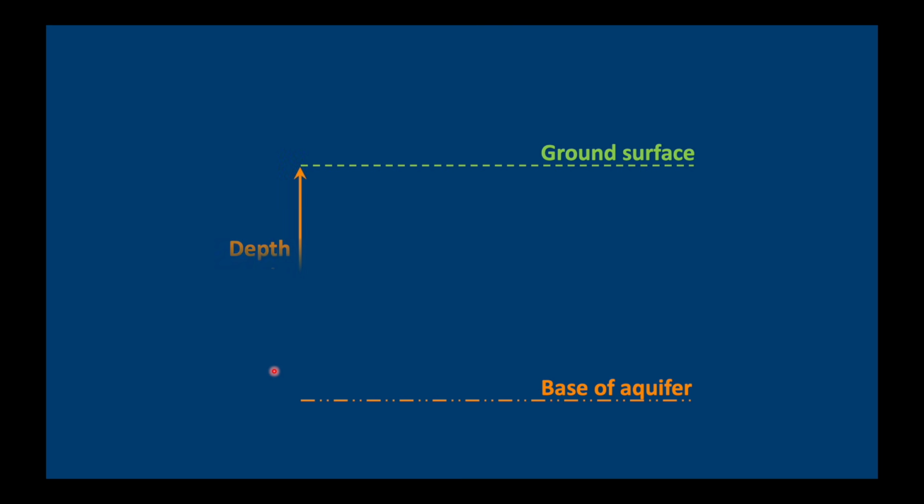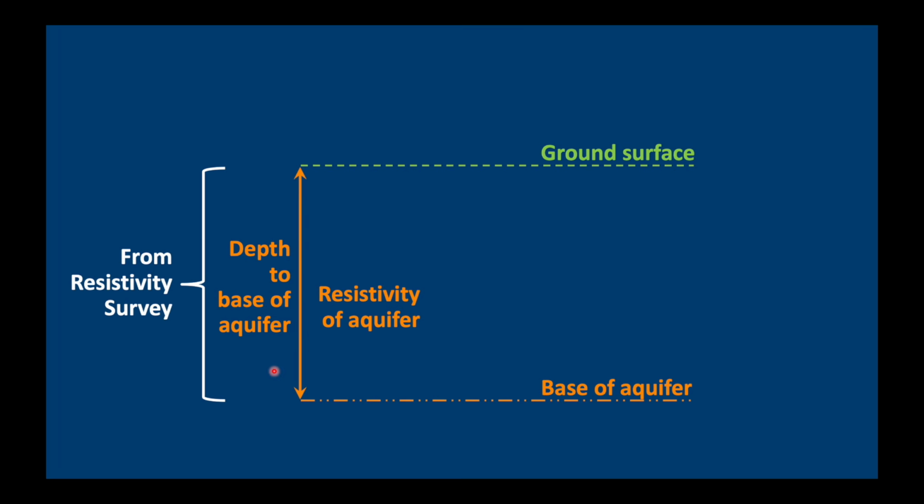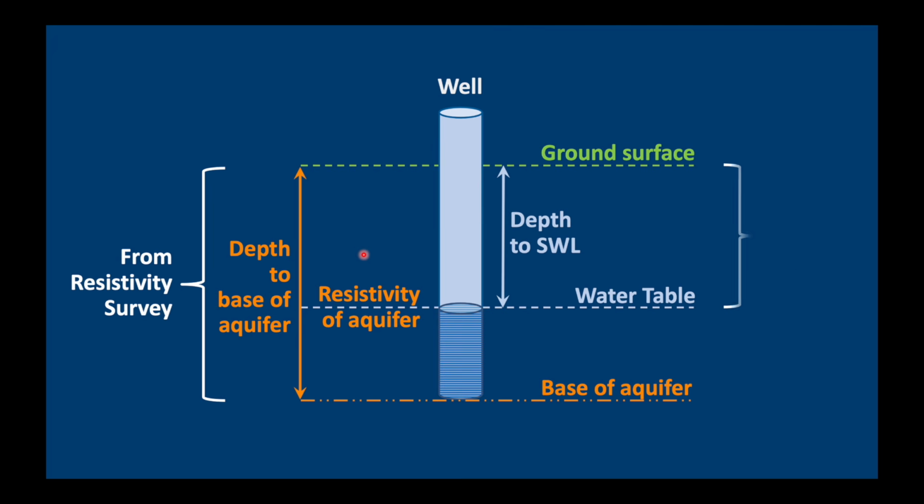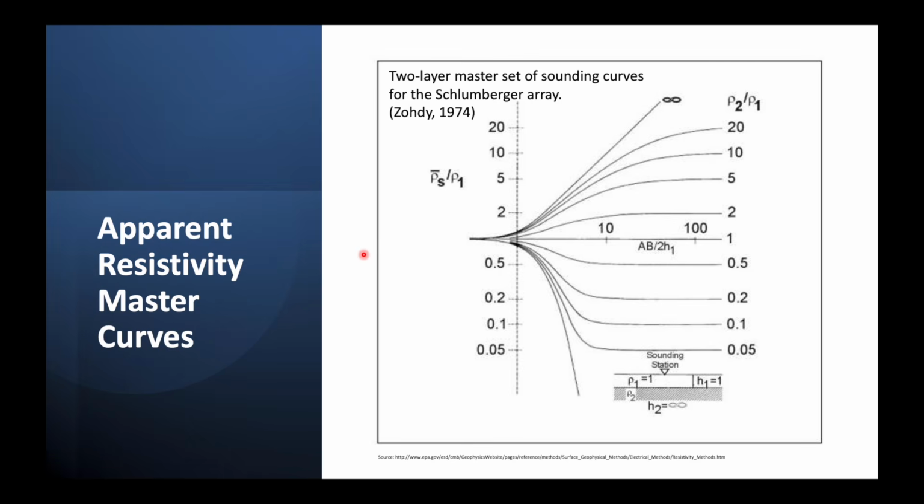I'd just like to summarize what we can get out of a resistivity survey. We can get the depth to the base of the aquifer, we can get the resistivity of the aquifer, maybe even some intermediate layers in here. And then when we drill the well, we'd also like to know what is the depth to our static water level, but that's something we should get from our baseline survey because it's very rare to see that in a VES. Okay, let's have a look at some of the interpretation software.